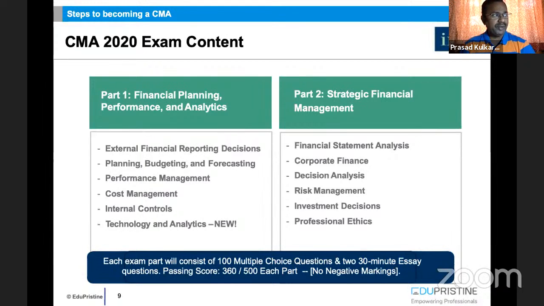So my simple suggestion, or my simple request, for people who are going to take the CMA exam, people who have made a choice to go for a CMA exam, is this: they have taken a very solid decision for themselves and for their career, for their life.